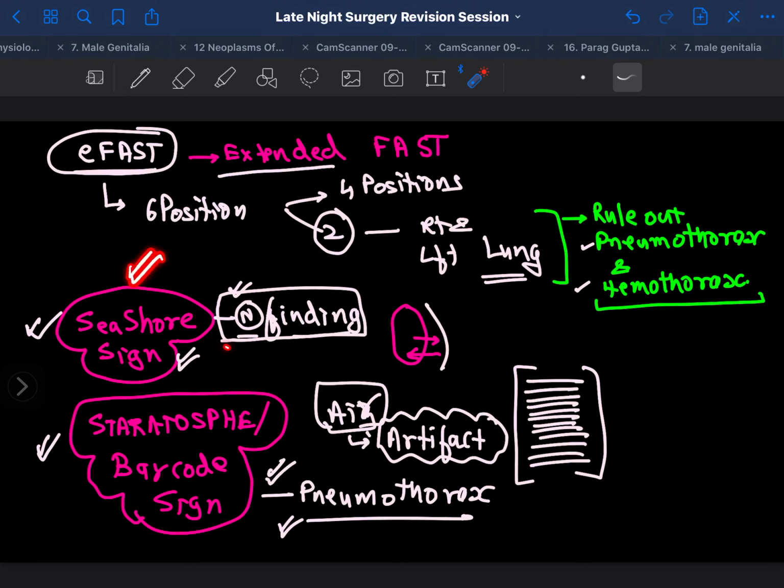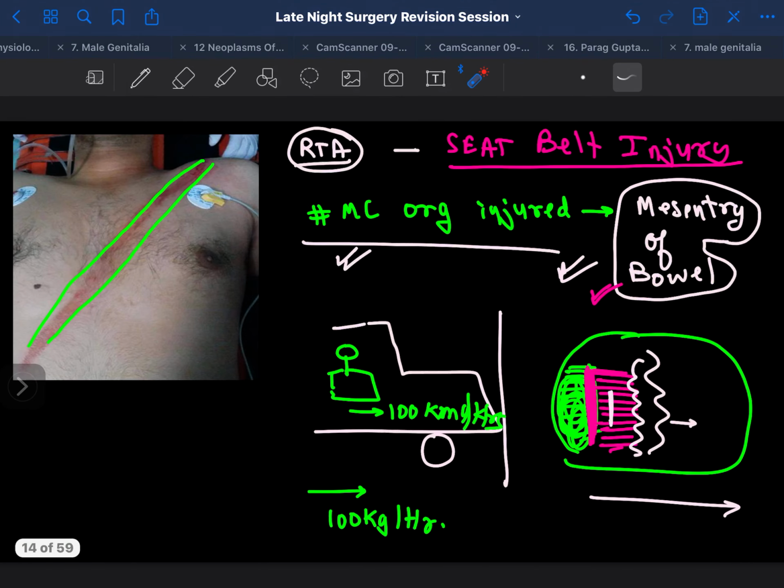Now, in this extended FAST, you get 2 signs. The seashore sign is a normal finding present in any individual, and if the patient is having a pneumothorax, then the sign you get is a stratosphere or barcode sign.